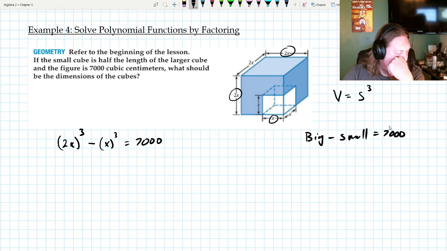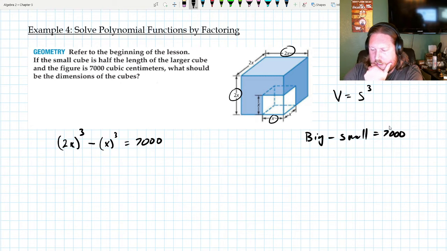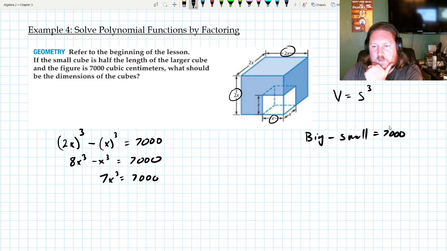Well, let's simplify that. 2x cubed is 8x cubed. x cubed is just x cubed, equals 7,000. Well, 8x cubed minus an x cubed is just 7x cubed. Ooh, look at that. That's real nice. I can divide both sides by 7, and I have x cubed equals 1,000.